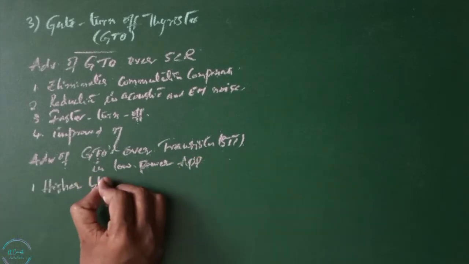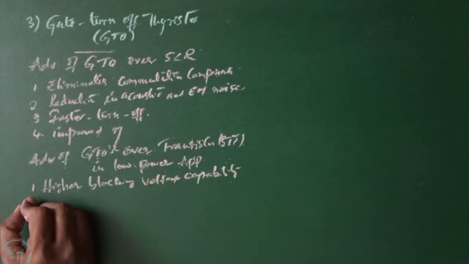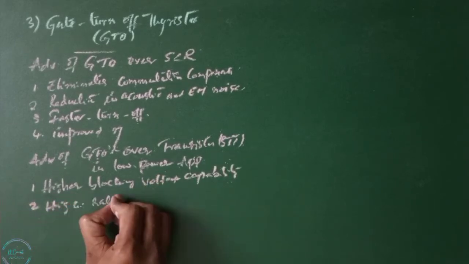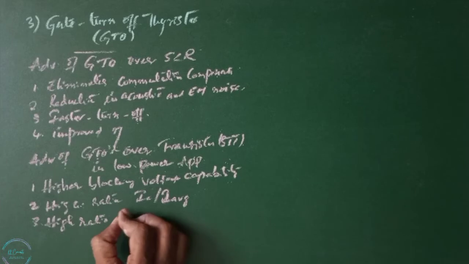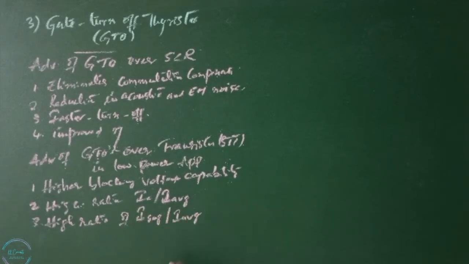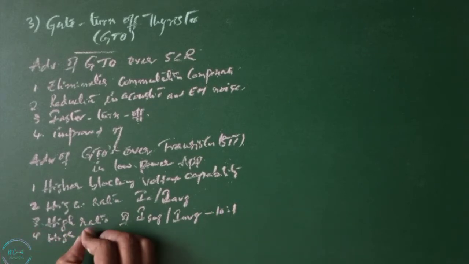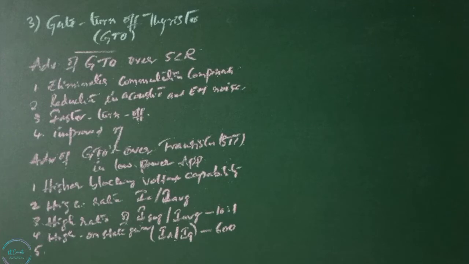First one, higher blocking voltage capability. Second, high ratio of controllable current to average current. Third one, high ratio of surge current to average current, typically 10:1. Fourth one, high on-state gain, anode current to gate current, typically 600. Fifth one, pulse gate signal of short duration.